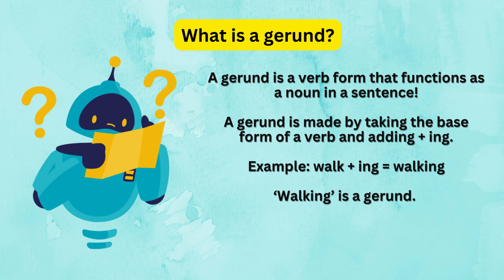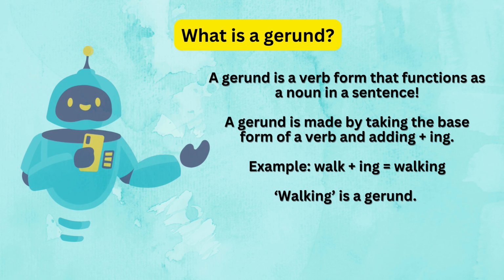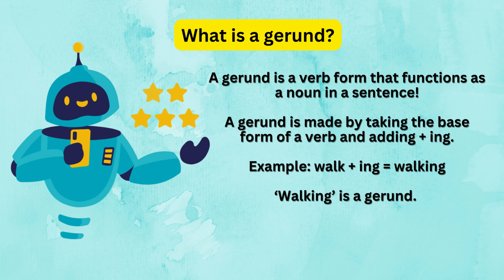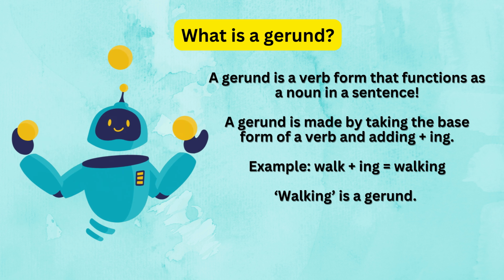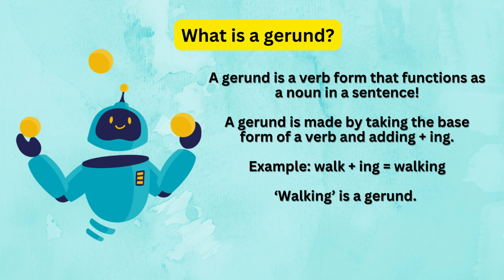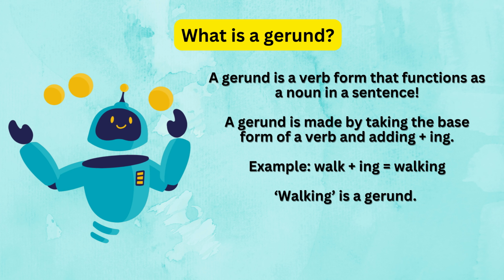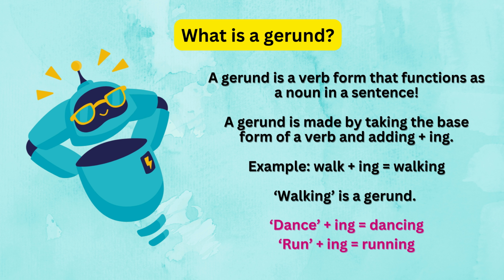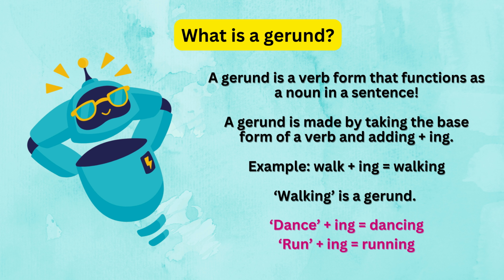What is a gerund? A gerund is a verb form that functions as a noun. A gerund is made by taking the base form of a verb and adding ing. For example, walk becomes walking. Walking is a gerund. And just like in the continuous tenses, the last e is dropped in verbs that end in e. And short, stressed verbs get a double letter before the ing ending. So, dance becomes dancing, and run becomes running.